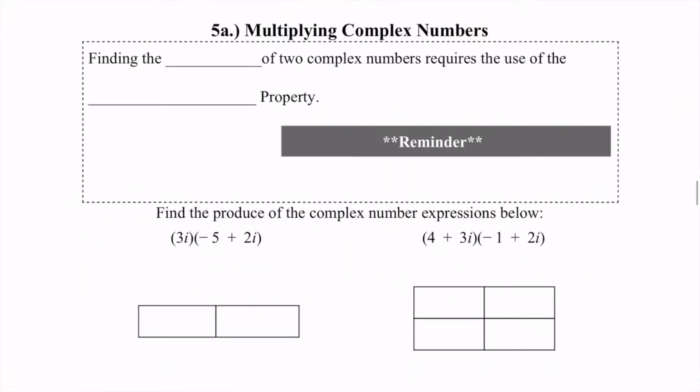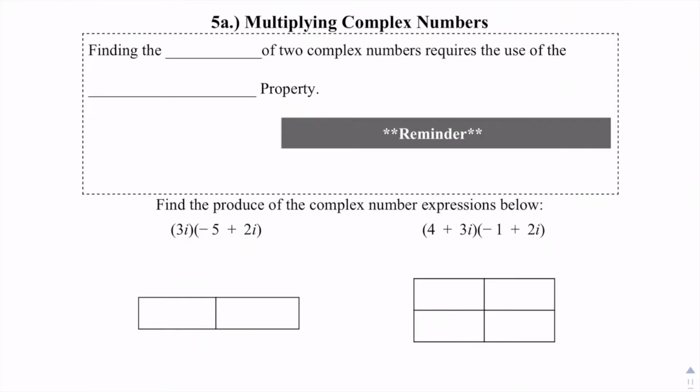Here we are, multiplying complex numbers, 5a tier 2. Finding the product, so when you multiply, that's what you do, you find products, of two complex numbers requires the use of the distributive property. And just as a reminder, i squared is equal to negative 1. Let's come down here and find the products of these complex numbers.